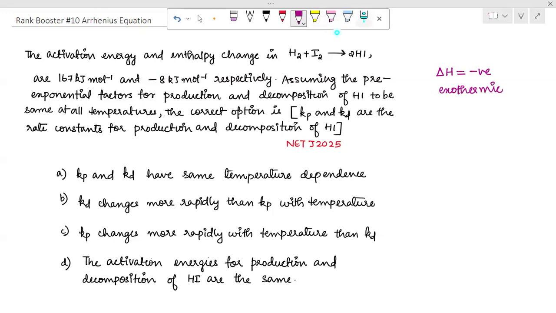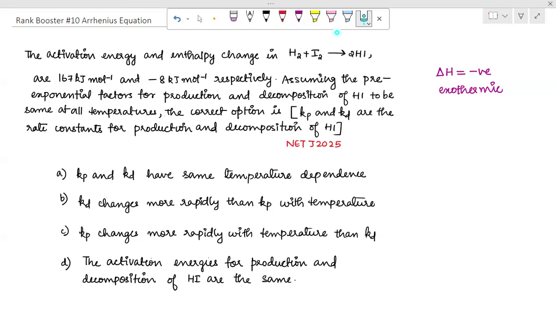Now, assuming the pre-exponential factors for the production and the decomposition of HI to be the same at all temperatures, the correct option is, so they have given Kp and Kd, which are the rate constants for the production and decomposition of HI. So they have asked the temperature dependence again, which is something related to the Arrhenius equation.